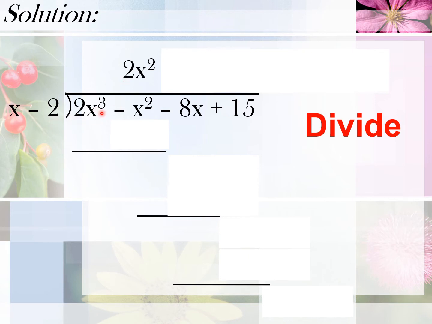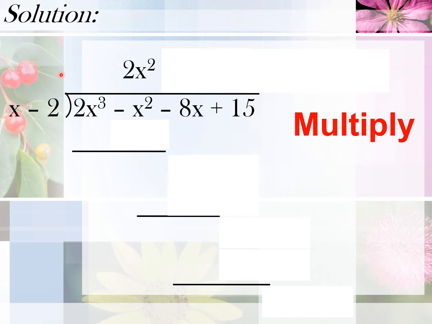Subtract the exponent, 3 minus 1 is 2, so it becomes 2x squared. So, done na tayo sa first process. Ang next natin is multiplication. So, i-multiply natin 'tong 2x squared sa x minus 2 using distributive property.